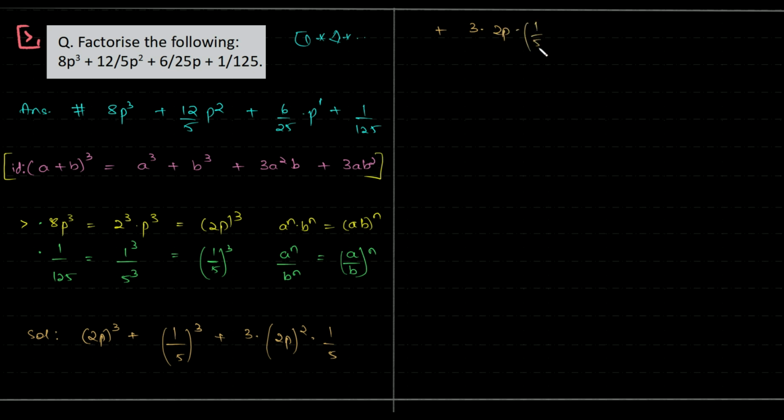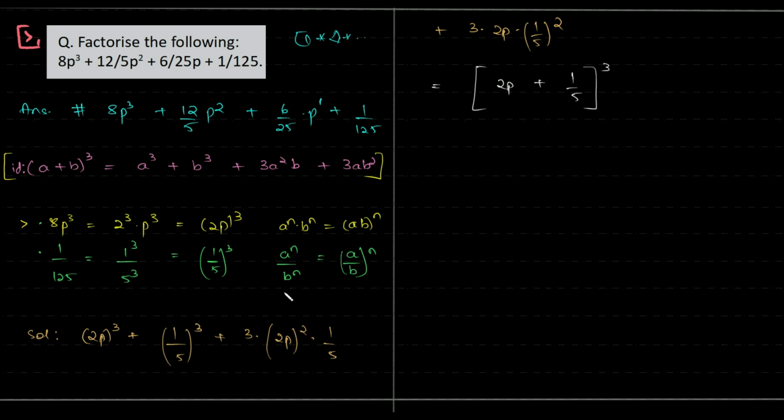Don't even think about whether it is right or wrong. It will be right. If you want to verify, you can always verify. 3 into 2 square is 12, by 5. Do we have 12 by 5? Yes. P square? Yes, p square. Done. So by default, it will be there. So in the end, this entire thing is equal to 2p plus 1 by 5 the whole cube. This is a plus b the whole cube. That's it. Got it? So that's how you go about solving this.